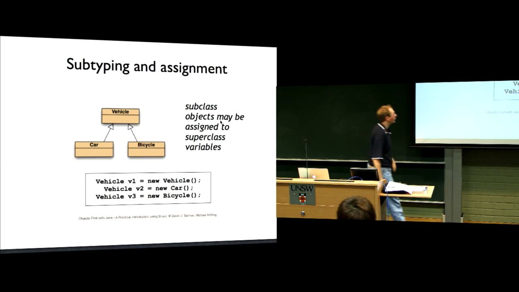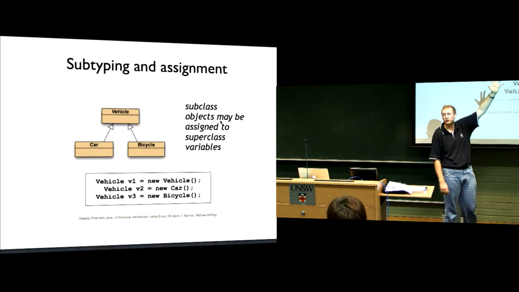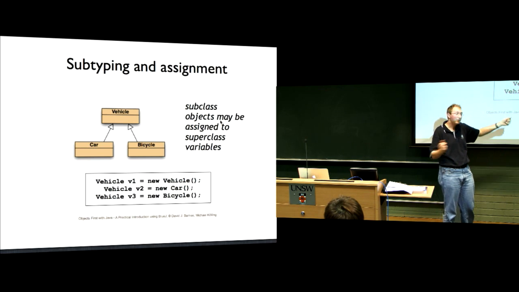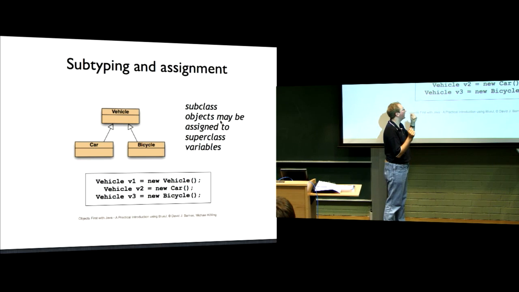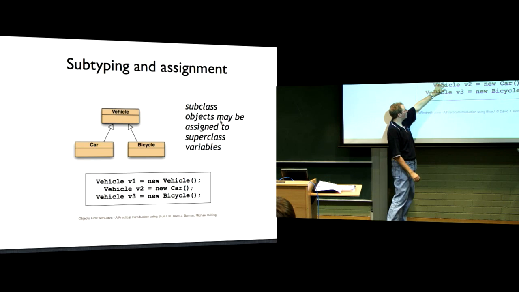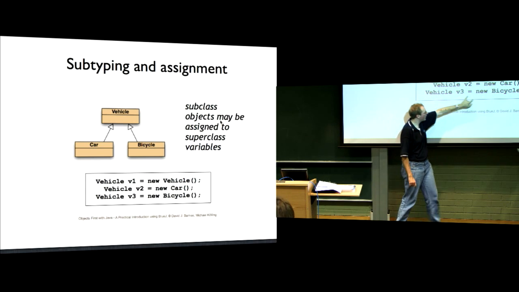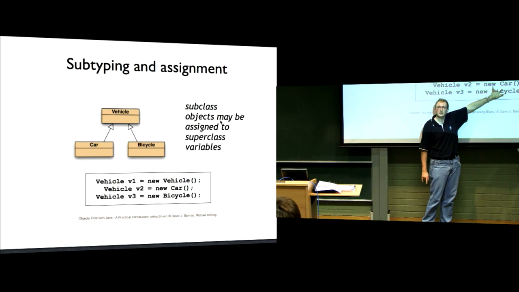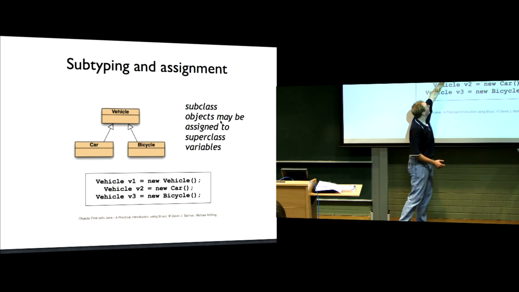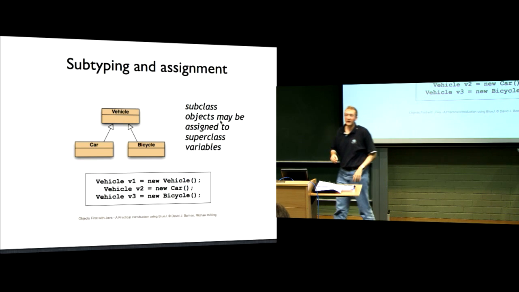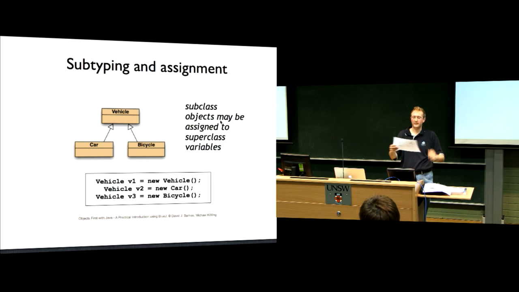In the same way, you can do it with variables. So I have no idea why Claude decided to change his example, but he has. But let's assume that we have a vehicle, a cycle, a car, and a bicycle. I can create one object of type vehicle, which is a vehicle. I can create a second object of type vehicle, but I can create it using a car. And I can also create it using a bicycle. Because, again, these two are subclasses of vehicle. Make sense? Good.